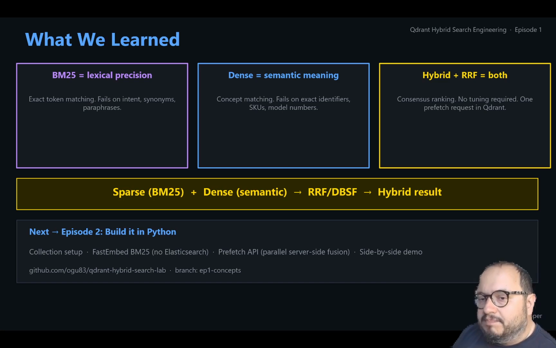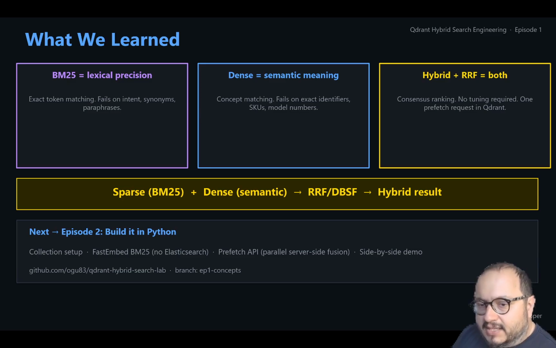BM25 fails on intent queries because vocabulary mismatch leaves the search engine blind. Fusion requires normalization. You cannot add BM25 and cosine scores directly. RRF is the robust default. Rank-based, consensus-driven, no tuning required. DBSF is the alternative when score magnitude carries the meaning.